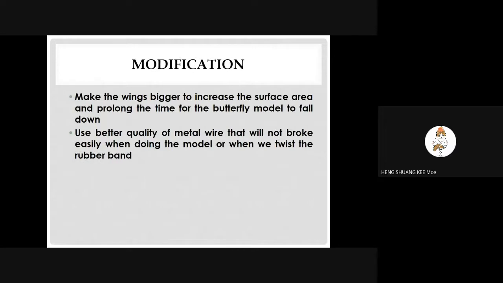Okay, my modification is I will make the wings bigger to increase the surface area and prolong the time for the butterfly model to fall down. And I will recommend using better quality metal wire that will not break easily when making the model or when we twist the rubber band, because after too long a time, it may break very easily when we use the plier or the cutter.